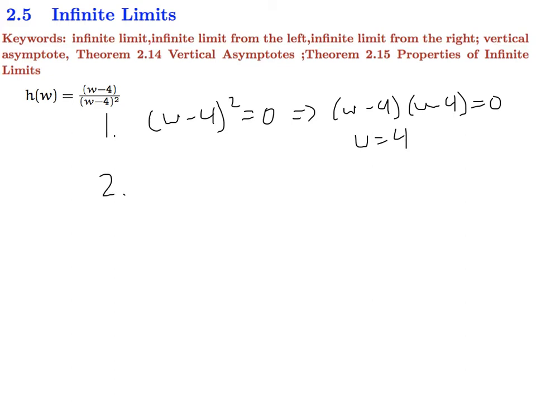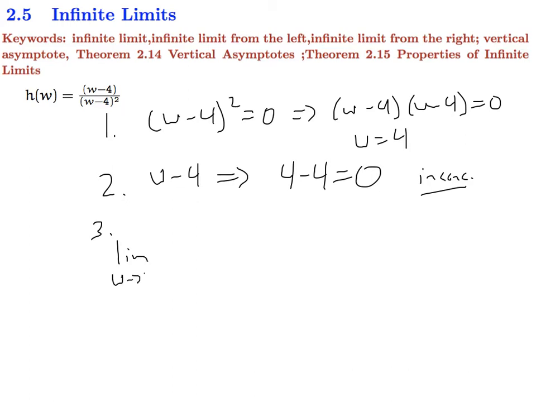We check it in the numerator, w minus 4, which tells us 4 minus 4 equals 0. So according to our test, well, shoot, we're inconclusive. We don't know what to do now. This could be an asymptote. It might not be. So let's check and see what happens. In this case, we try something else, and we say, let's compute the limit as w approaches 4 of this function.